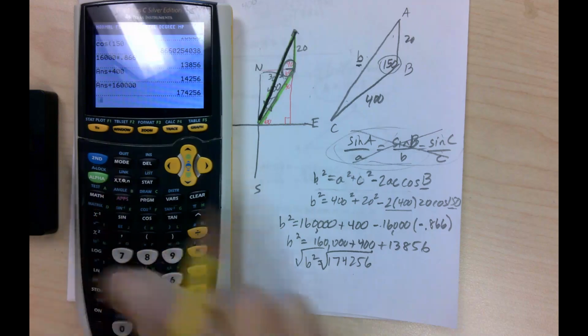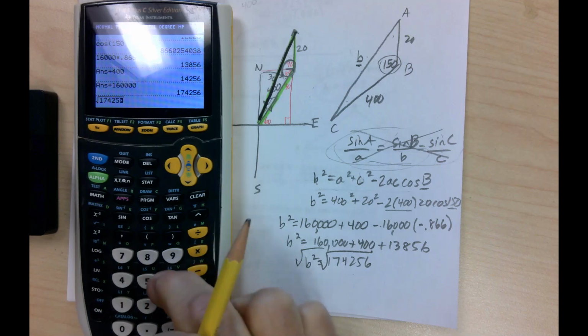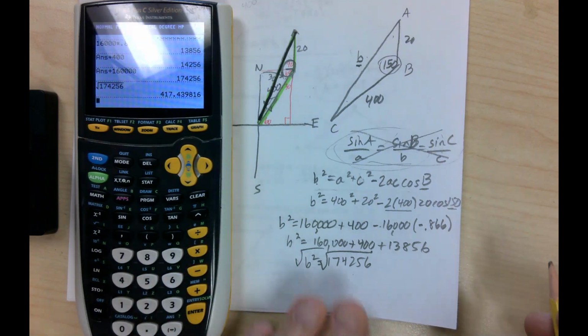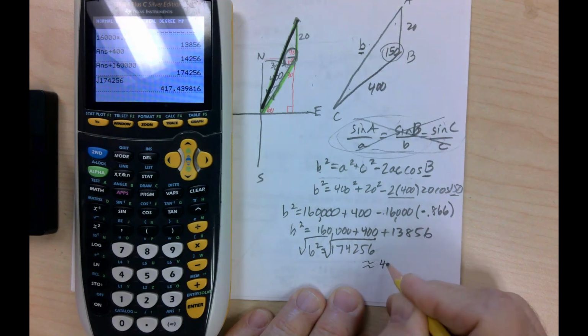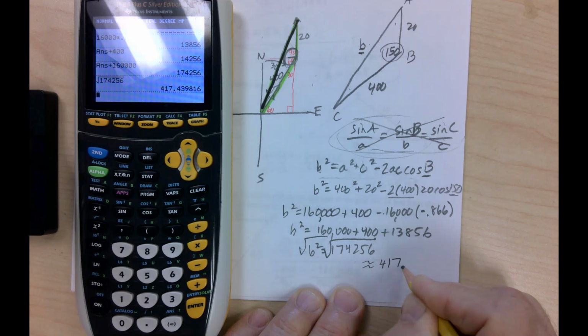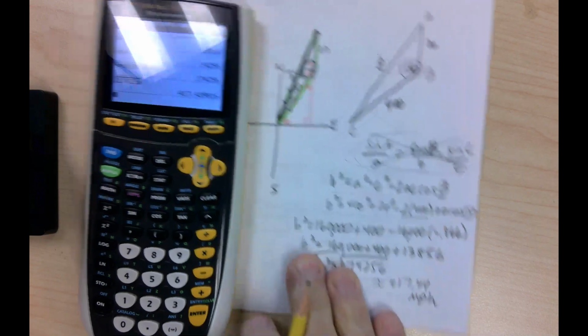So second square root, 174,256. This seems too much. Oh, I guess not. So it comes out to approximately 417 point whatever 44 miles per hour. That worked out. That's a crazy math problem. A lot going on there.